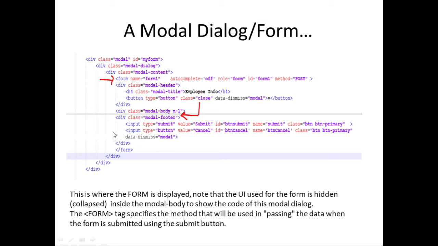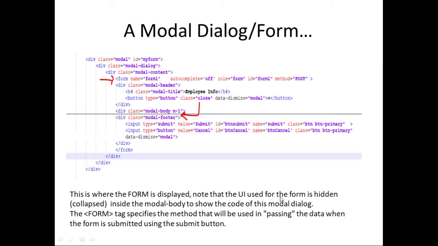And we have the modal footer. So again, we have the modal header and modal footer inside the modal content. The modal footer contains two buttons: input type submit, so the submit button, and the cancel button. And the cancel button will also close the modal form. So again, this is where the form is displayed.